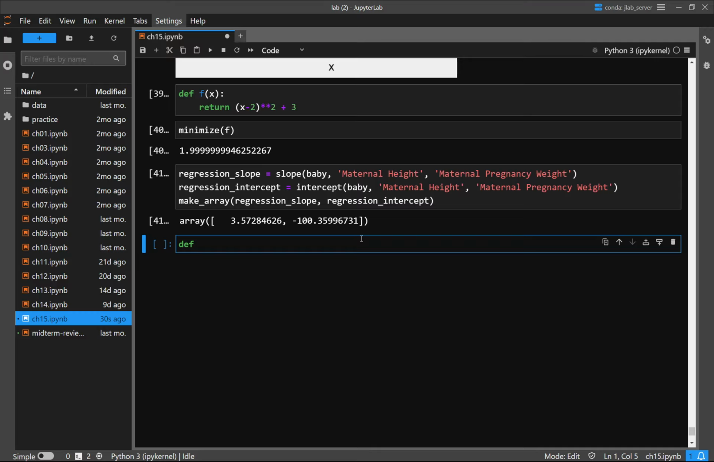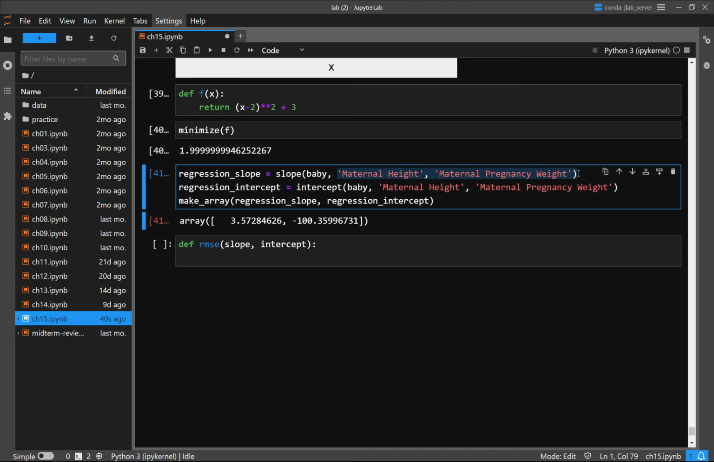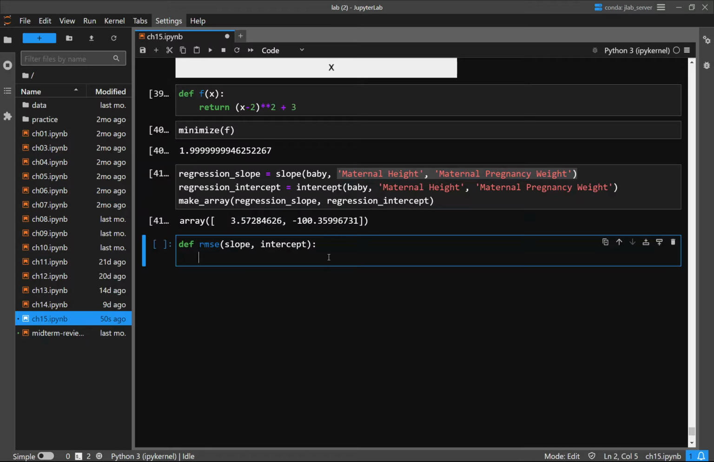Let's make an interesting function that gives back the root mean squared error for any line. You give me some slope of a line and some intercept of a line, whatever you want to give me, and I will calculate the root mean square error of trying to predict maternal pregnancy weight from maternal height, given that line. Does that make sense? You give me a line that doesn't have to be this one. Maybe you have a better one, a better m and a better b, and then we'll figure it out.